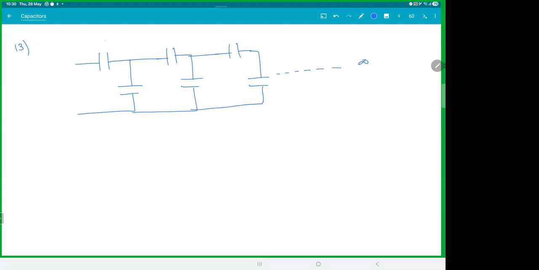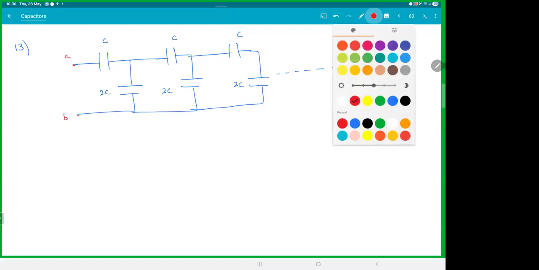An infinite ladder. So this is C, this is 2C, this is C, this is 2C, this is C, this is 2C, and so on. The battery is going to be connected between these two terminals A and B. Find CAB.